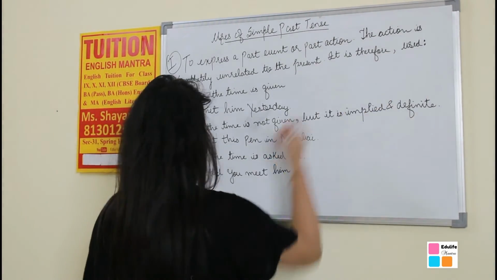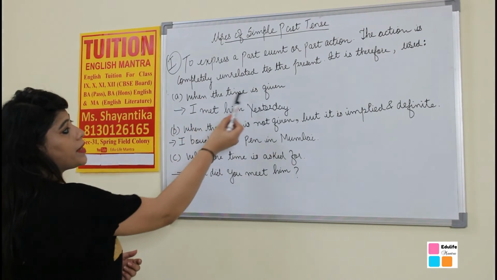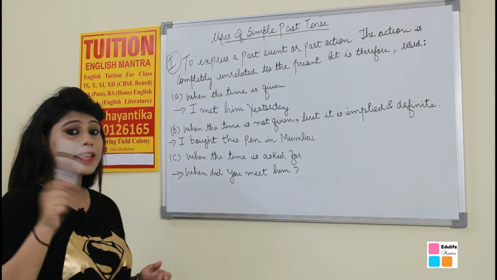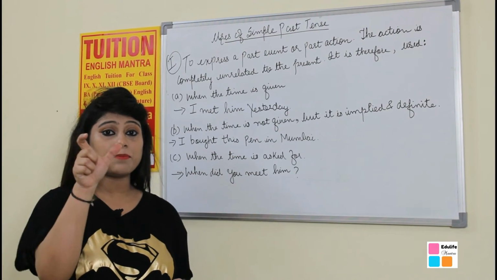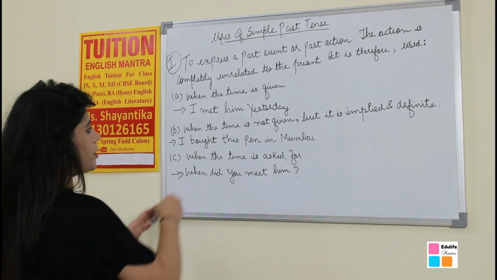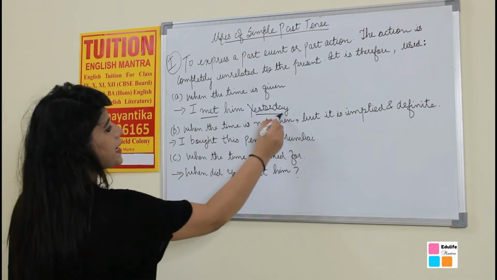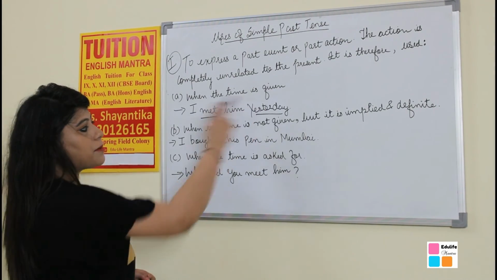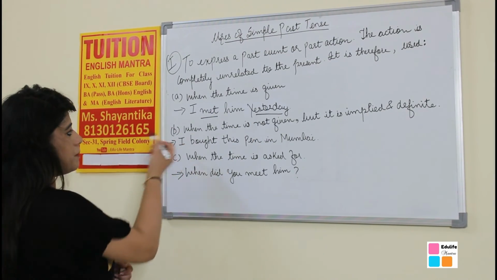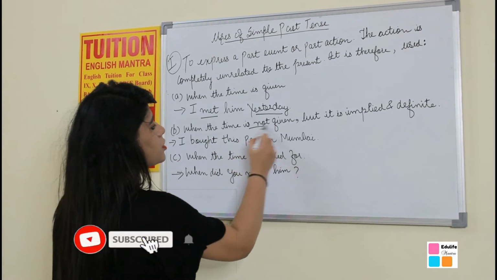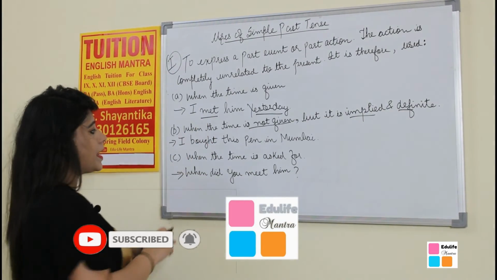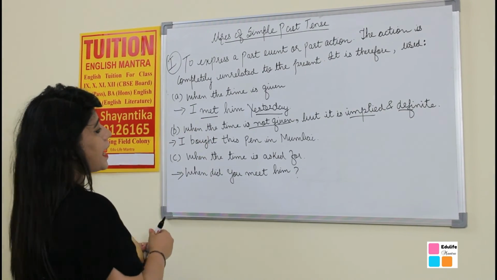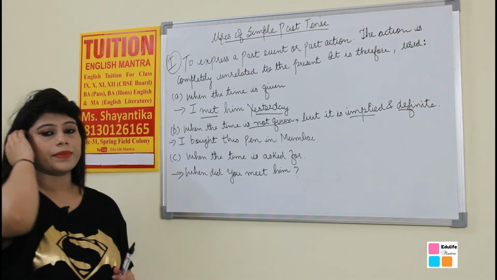So the statement is suggesting that it has nothing to do with the present situation. It is therefore used: A, when time is given. As I told you while doing the formula, the time period is very important. For example, I met him yesterday. B, when the time is not given but it is implied and definite. For example, I bought this pen in Mumbai.